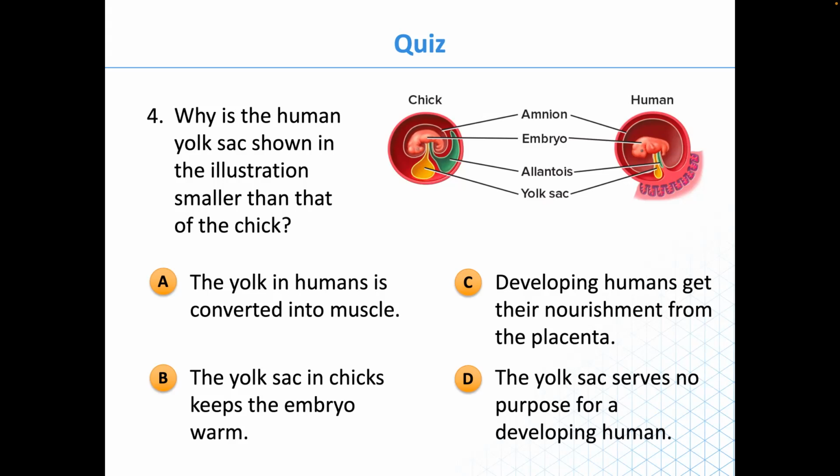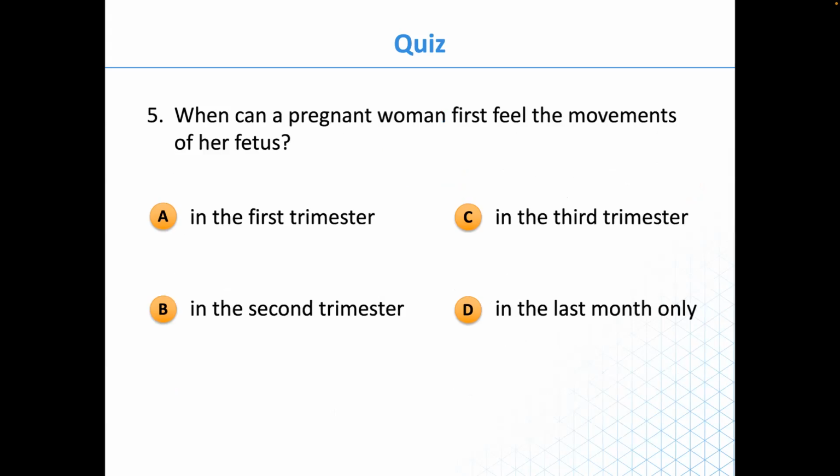So when a human is developing, the human will have the nutrient from the mother through the placenta. But the chick is not connected to any mother, so it gets the nutrient from the yolk sac. That's why it's so massive. So the nutrient will be there till the egg hatches. All right, so let's move on to the next one.